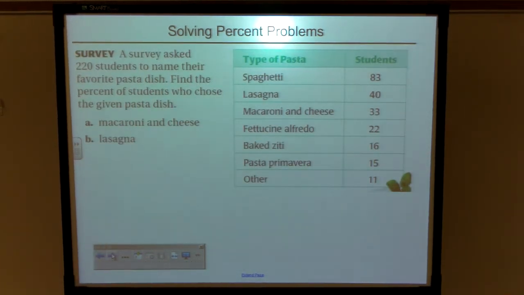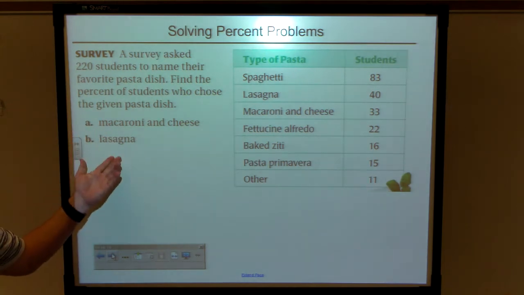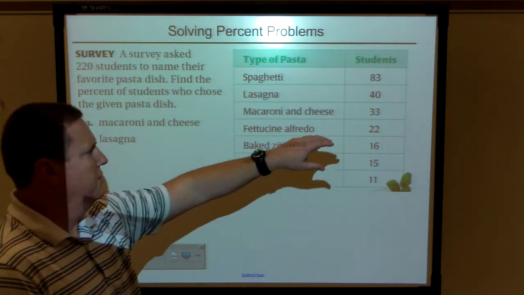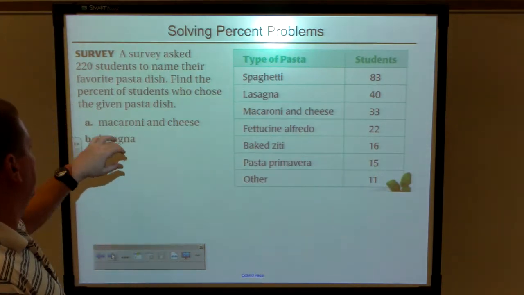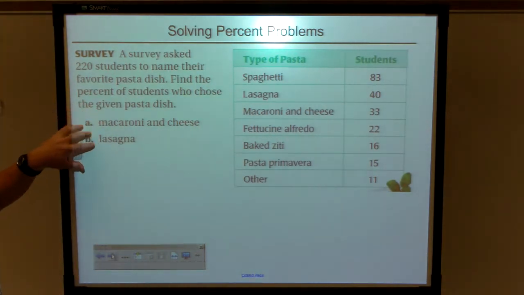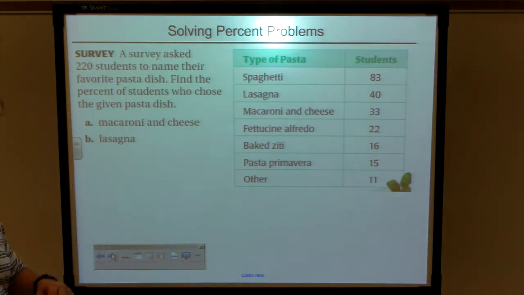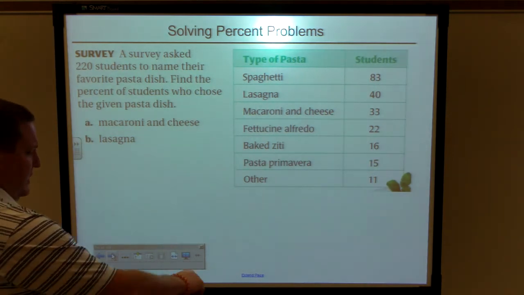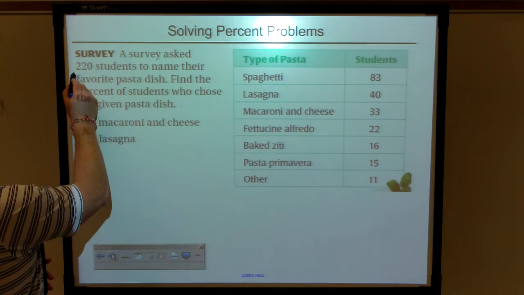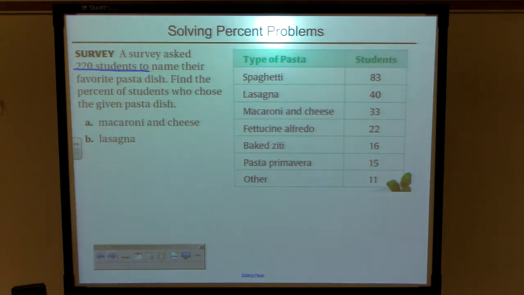Okay, word problem. Survey asked 220 students to name their favorite pasta dish. Find the percentage of students who chose the given pasta dishes, which are listed here. Here's the original list, and they're asking us for the percentage of macaroni and cheese and the percentage of lasagna. So we have 2 calculations we got to do. Now, the nice thing about this particular problem is they told us how many students were surveyed. That is our total, 220.